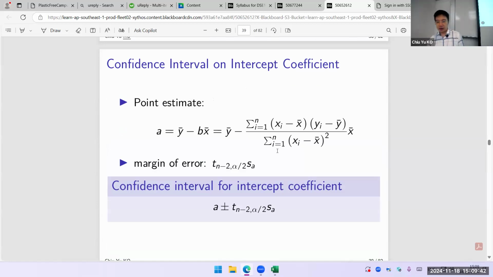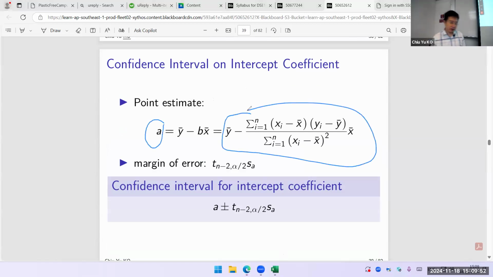The next thing is the interval estimate. We said already this is our point estimate, because that is the least squares estimate. And we said this is the unbiased best, BLUE, best linear unbiased estimator. So this is our point estimate for alpha.